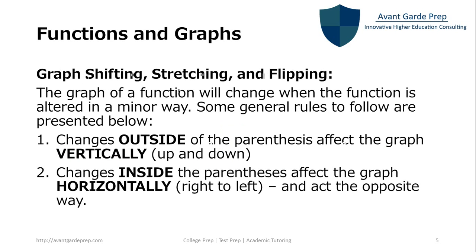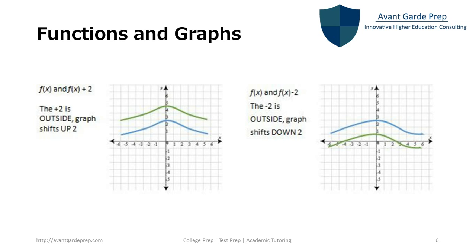Graphs can be altered by making minor changes in the function. Two general rules should be followed when dealing with graph shifting. First, changes outside the parentheses affect the graph vertically, up and down. Next, changes inside the parentheses affect the graph horizontally, right or left, and act in the opposite direction. Let's take a look at some examples of graph shifting.